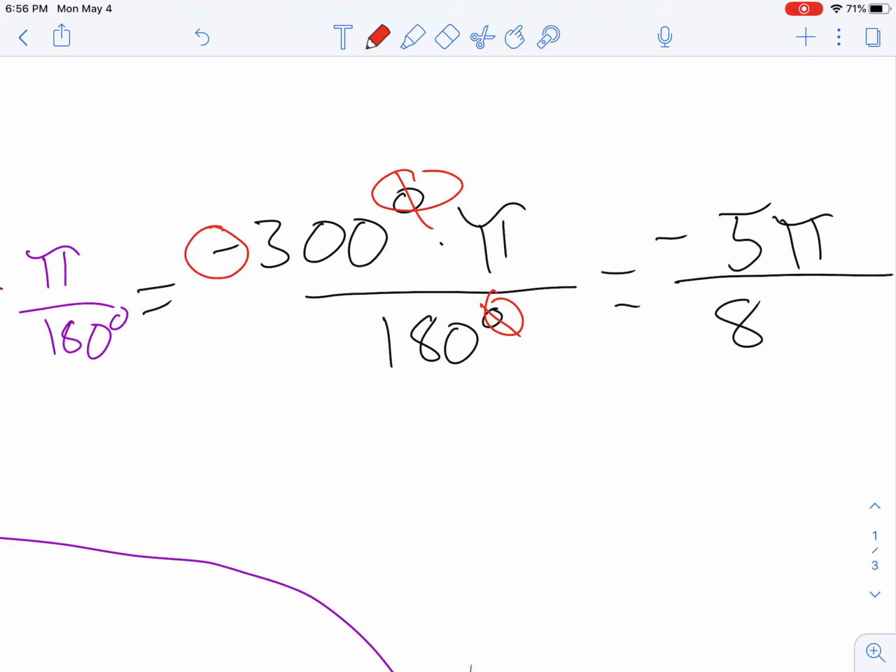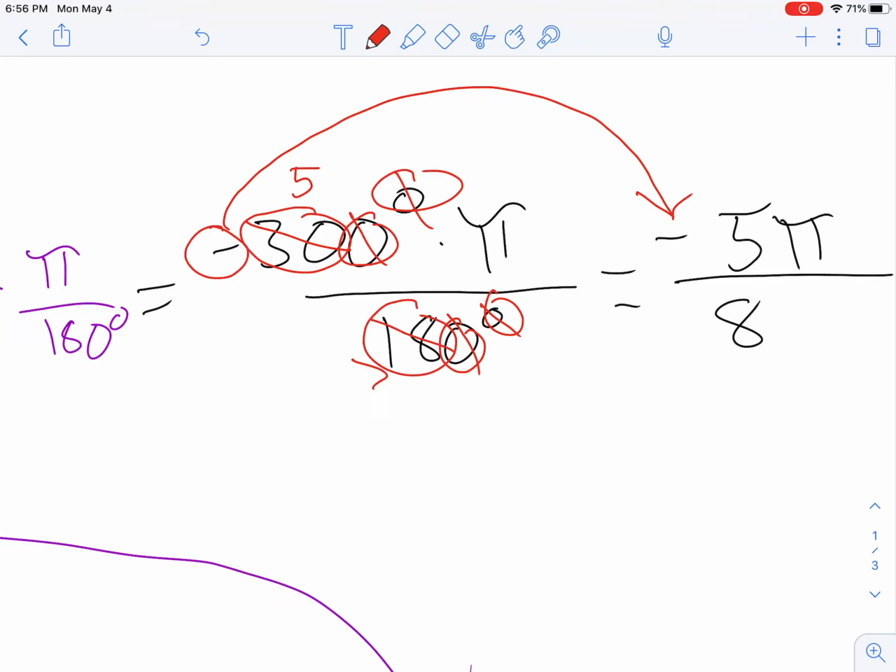This negative doesn't have a negative to reduce with. So in my final answer, I'm going to be left with a negative. And then 300 over 180, or 300 reduced by 180. My zeros cancel each other out. And that leaves me with 30 over 18. It's a little bit easier to think. What would go into 30 and 18? And our answer is 6. So 6 goes into 30 5 times, and 6 goes into 18 3 times.